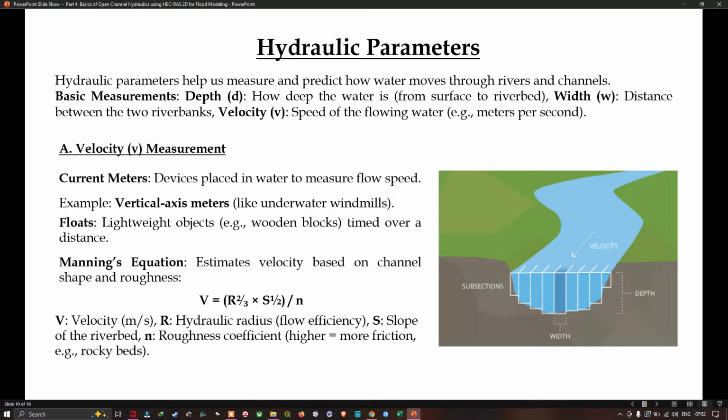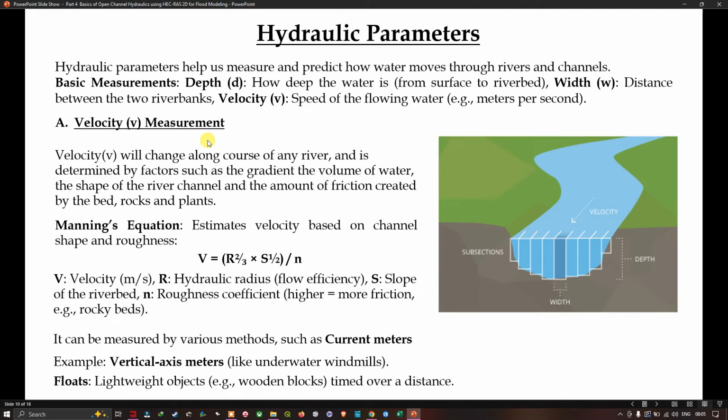First, let us take a look at the velocity measurements. The velocity will change along the course of the river and is determined by factors such as the gradient, the volume of water, the shape of the river channel, and the amount of friction created by the bedrock and the plants.